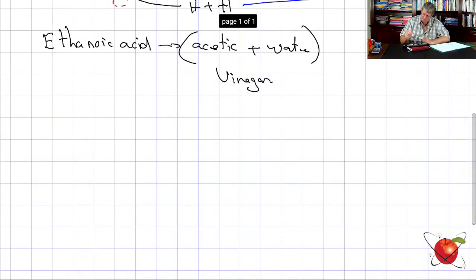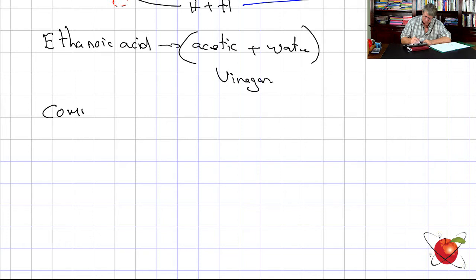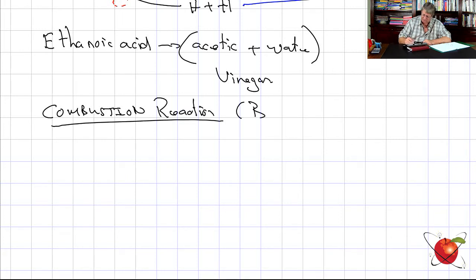The next one is a combustion reaction. Now, a combustion reaction is what? We're basically going to burn it, aren't we?